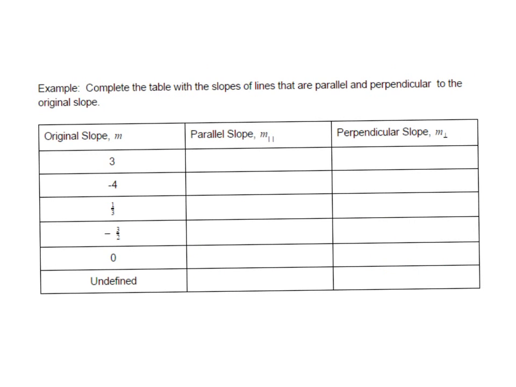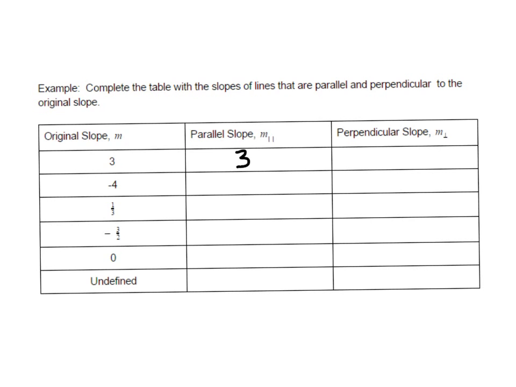Okay, let's take a look at some examples here. Here we have a table. We're going to complete the table with slopes of lines that are parallel and perpendicular to the original slope. So you can see here we've got our original slopes in this column. And we're going to find the slope of a parallel line and a slope of a perpendicular line. Let's get started with the parallel slopes. Those are pretty straightforward. Because remember, parallel slopes are identical. They're the same. So if my original line has a slope of 3, my parallel line is also going to have a slope of 3.